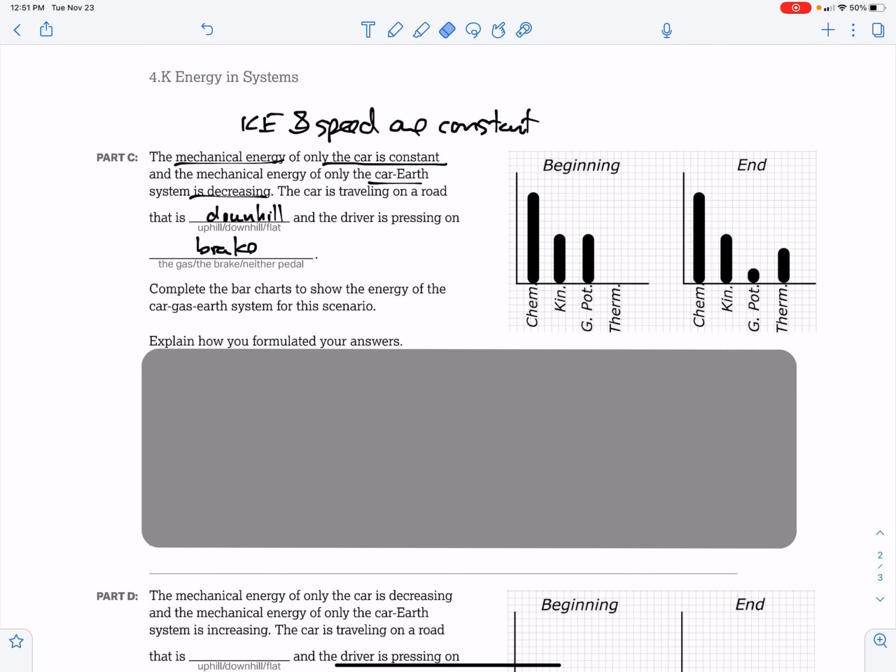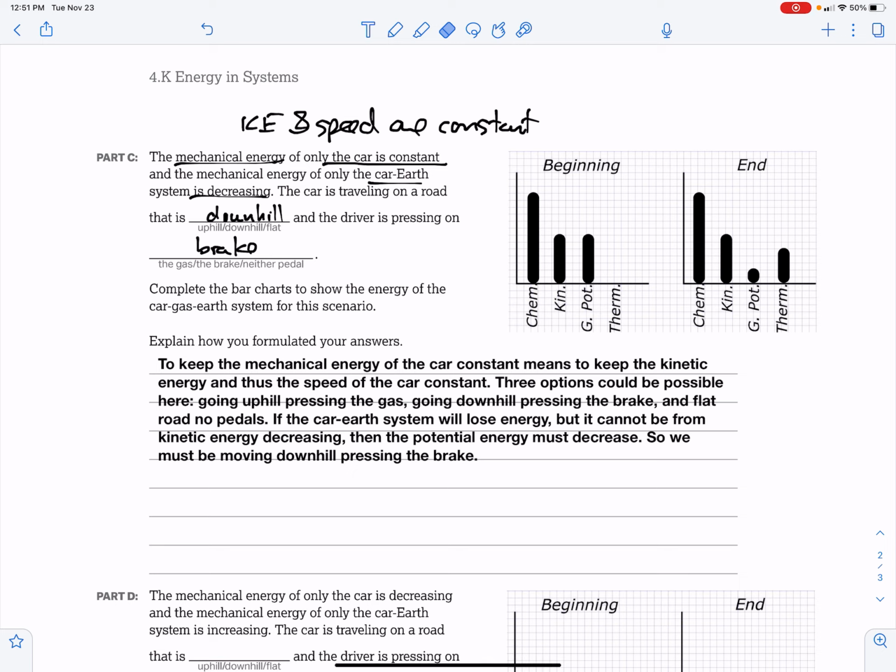Explain how you formulated your answers. To keep mechanical energy of the car constant means to keep the kinetic energy and thus the speed of the car constant. Okay, options possible would be either going uphill, pressing the gas, going downhill, pressing the brake, and flat with no pedals. If the car-Earth system is losing energy, this cannot be from decreasing kinetic energy. We were told the kinetic energy stays constant, so that can't be it. The potential energy is decreasing, and so we have to be going downhill, and the only possibility there would be downhill pressing the brake.